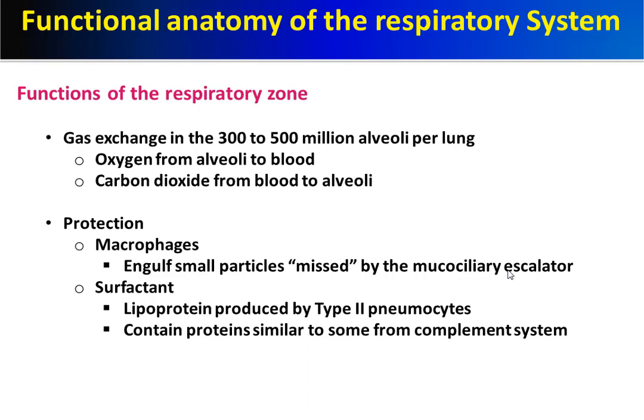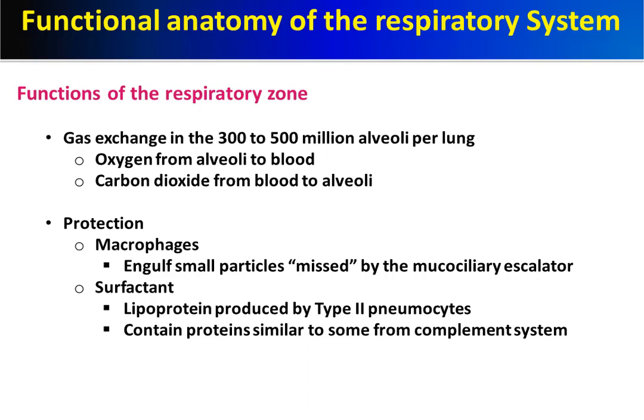Now these alveoli are lined with a thin fluid layer, and on top of this thin fluid layer we have a thin layer of a material known as the surfactant. The surfactant is chemically a lipoprotein produced by type 2 pneumocytes. These are cells which line the alveoli along with another type of cells known as type 1 pneumocytes.